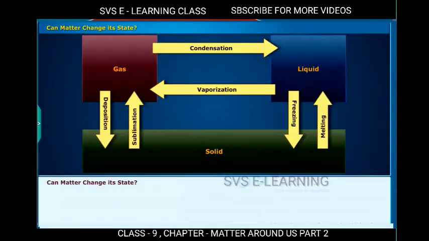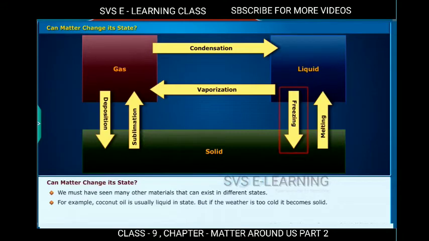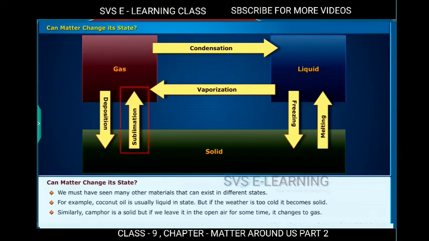Matter changes its state. We all know from our observation that water exists in the 3 states of matter: solid as ice, liquid as water, and gas as water vapor. We must have seen many other materials that can exist in different states. For example, coconut oil is usually liquid in state, but if the weather is too cold, it becomes solid. Similarly, camphor is a solid, but if we leave it in the open air for some time, it changes to gas.